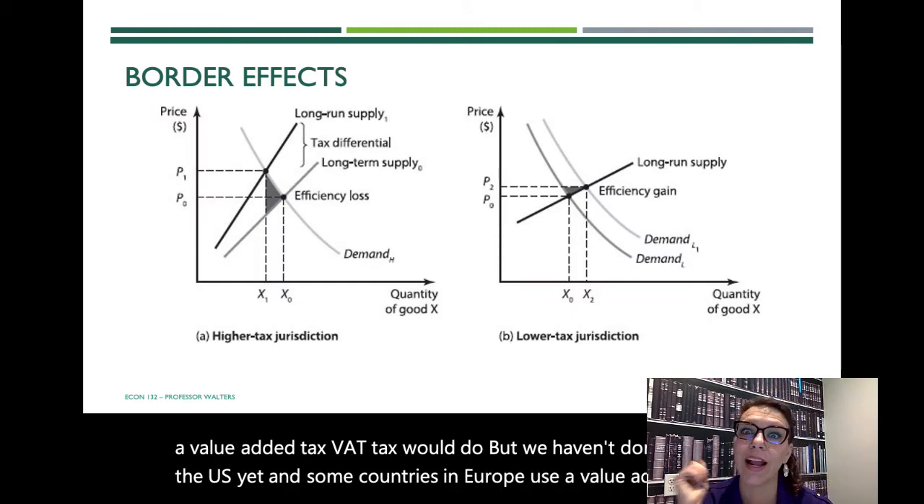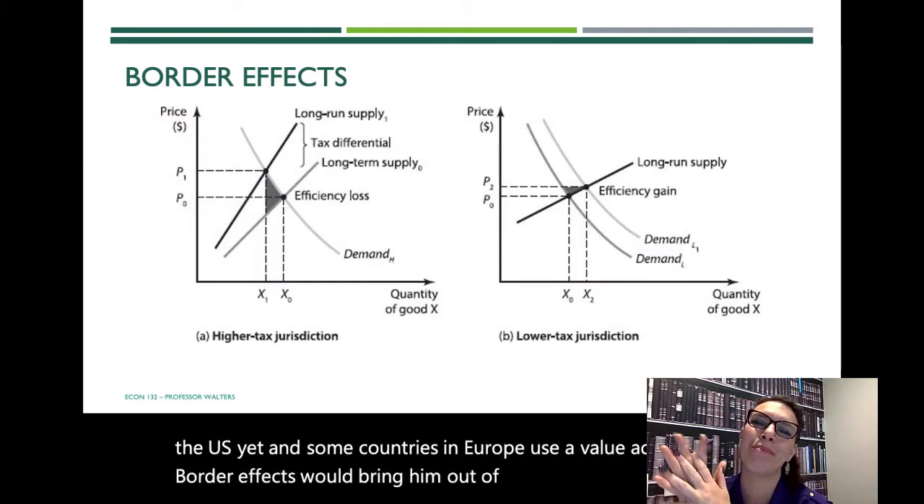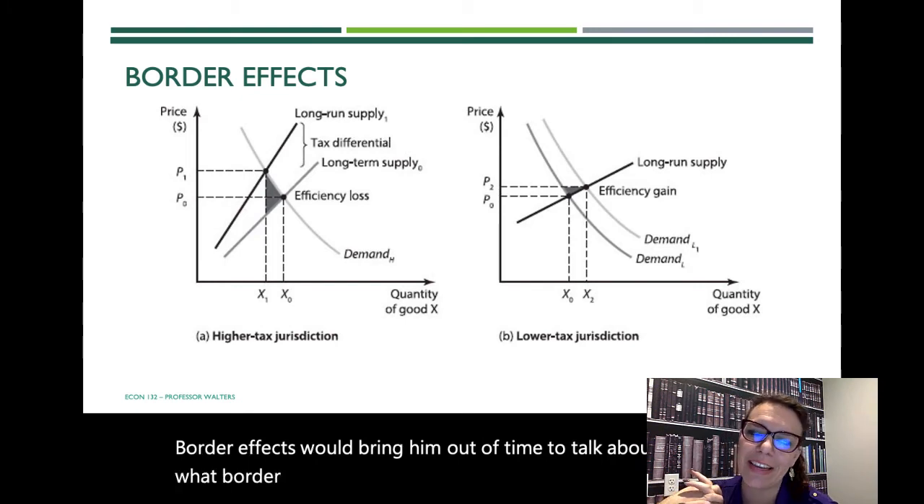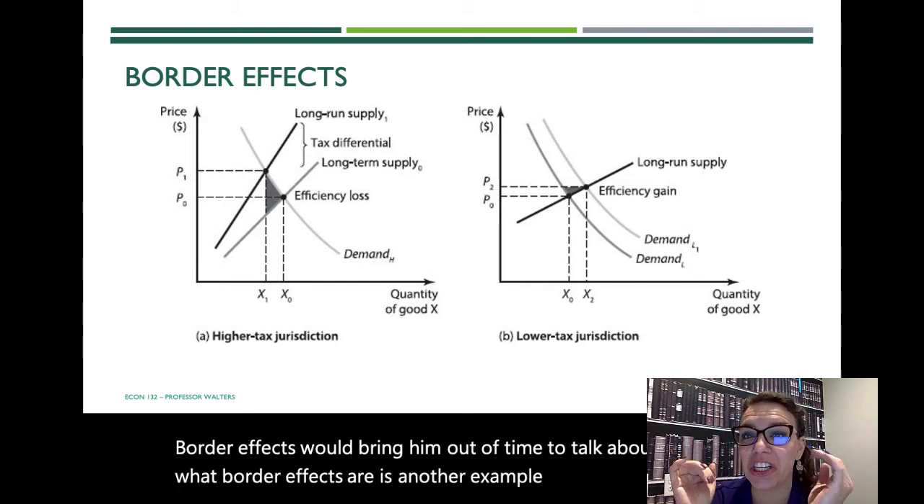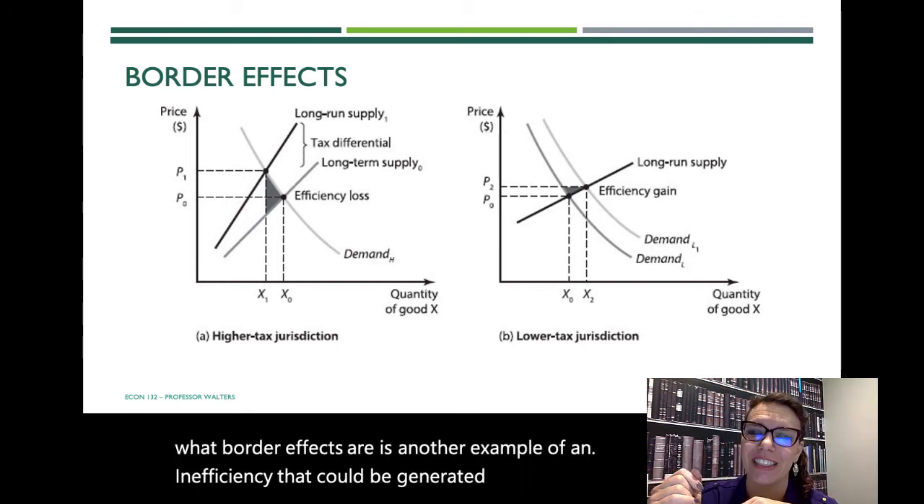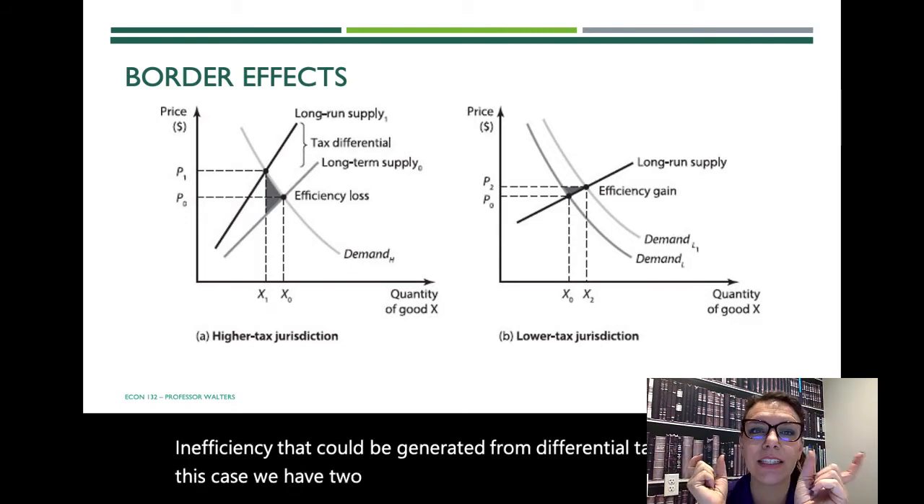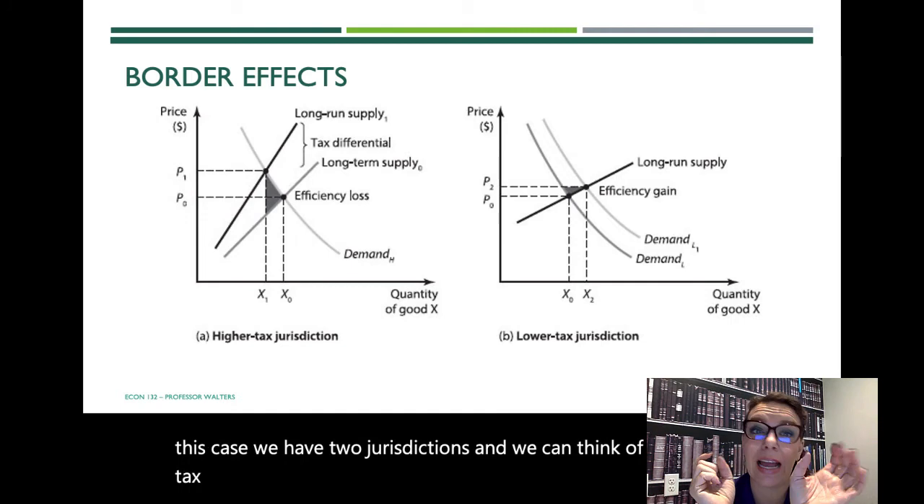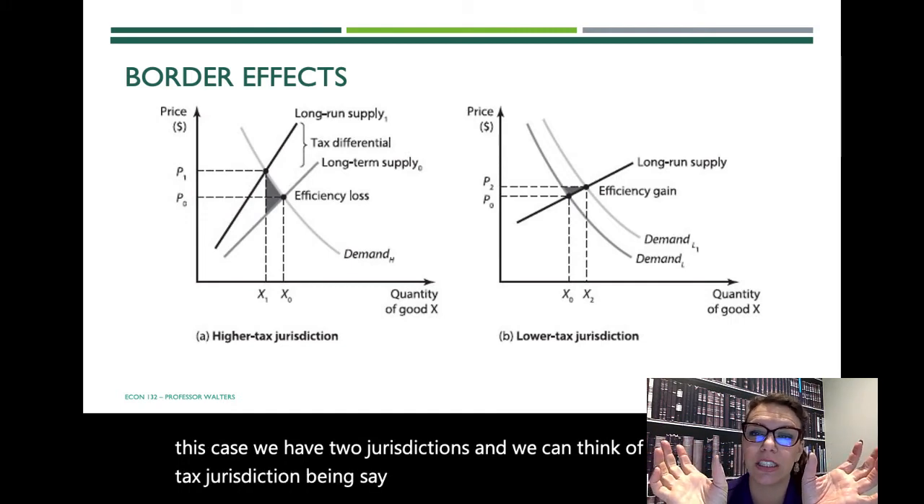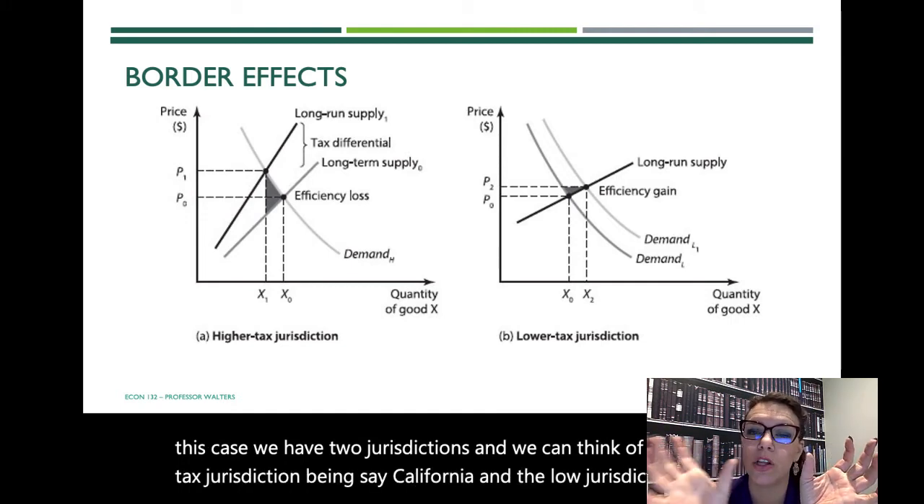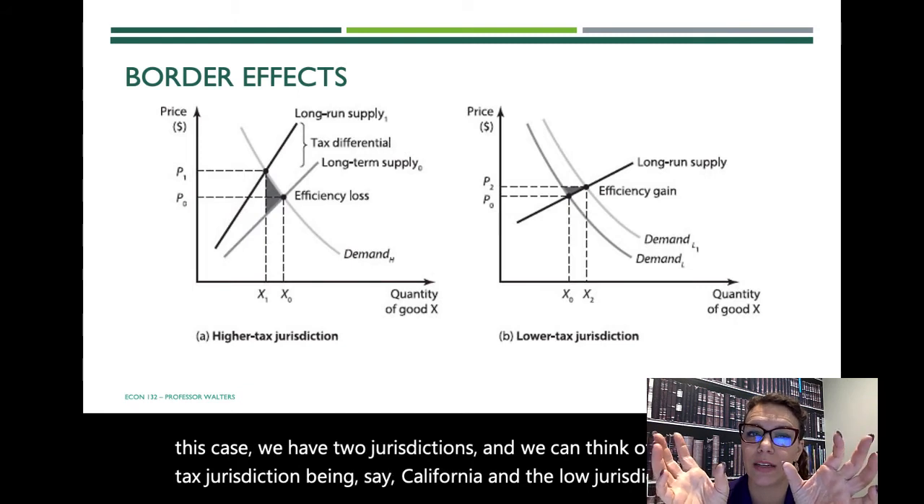Border effects. We ran out of time to talk about this. So what border effects are is another example of an inefficiency that could be generated from differential tax rates. In this case, we have two jurisdictions, and we can think of the high tax jurisdiction being, say, California, and the low tax jurisdiction being Oregon.